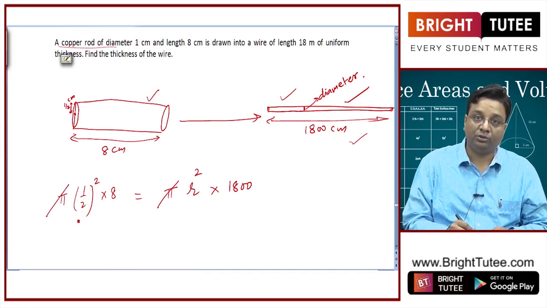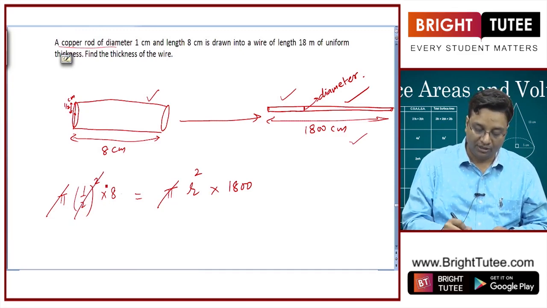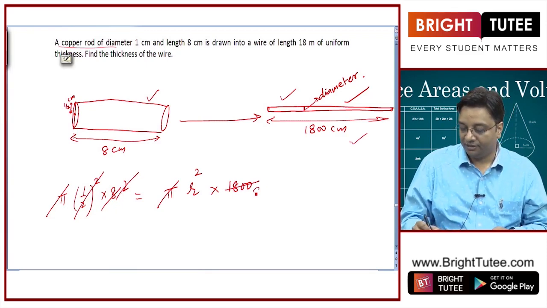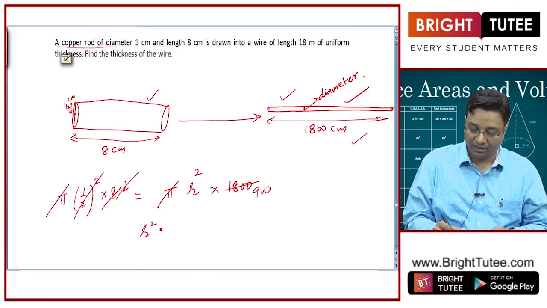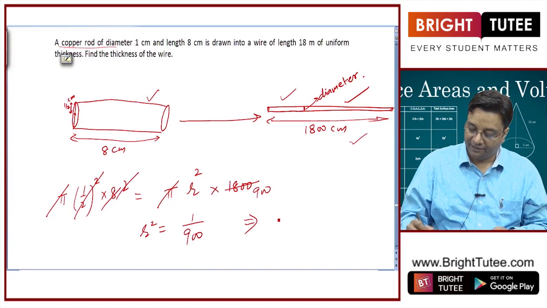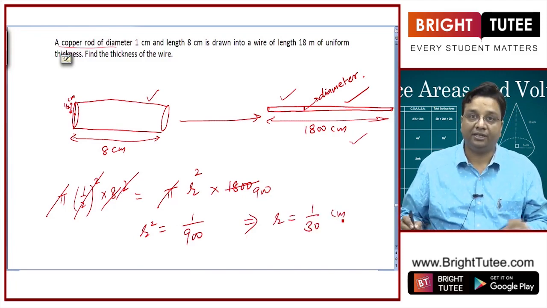1 by 2 square, 2 square is 4, so 4 into 2 is 8, so I have got 2 here, right? And further if I cancel this by this, so this will be 900. So r square is equal to 1 by 900, or I can say r is equal to 1 by 30, and this is in centimeters.